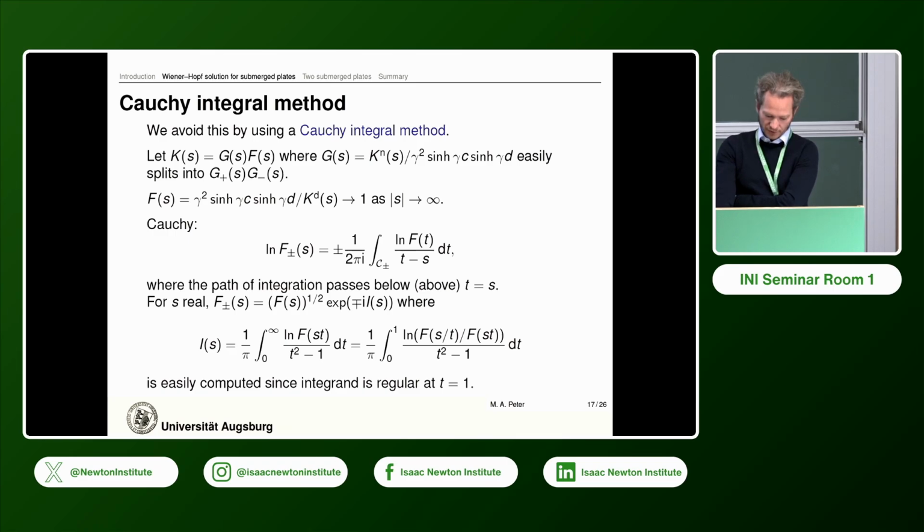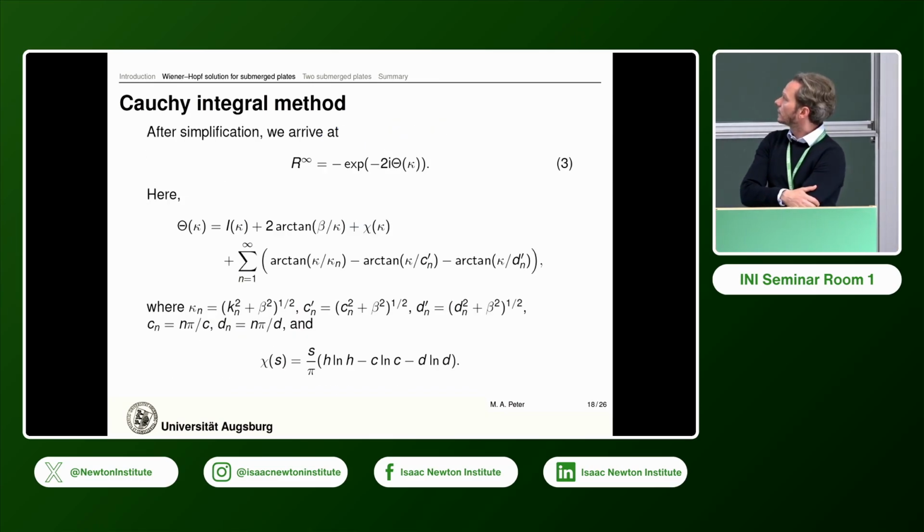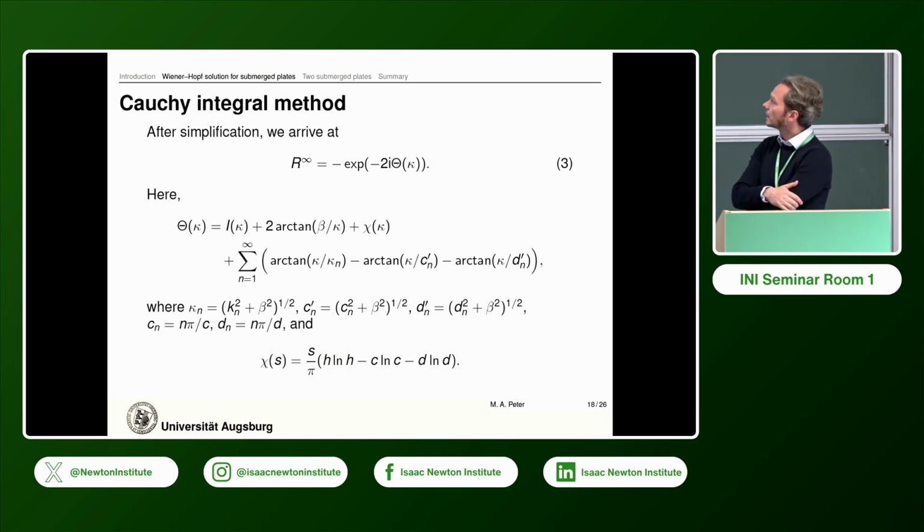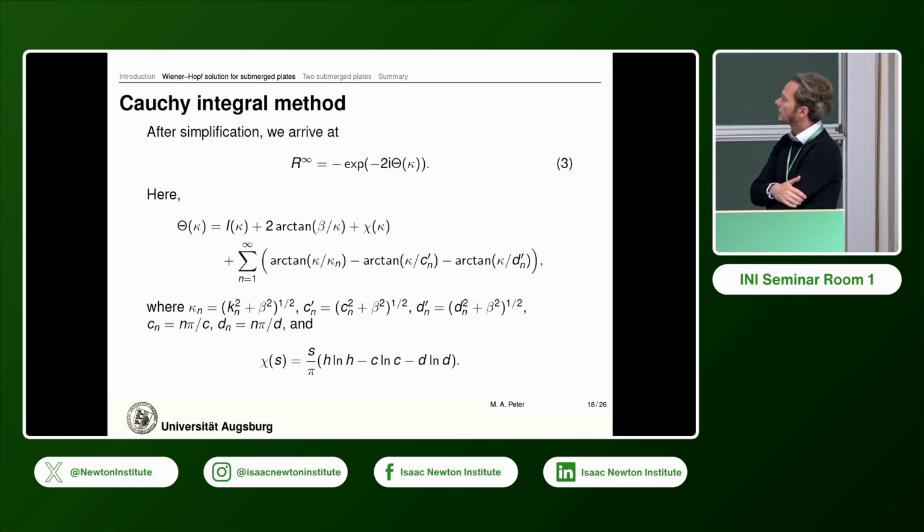You just compute this, and using the asymptotics, this all works very nicely. I presume some of you are familiar with that. And so if we do that, we arrive at this formula here, where again just focusing on the reflection coefficient, which is this exponential with this function theta depending on k, and the expression is given here.